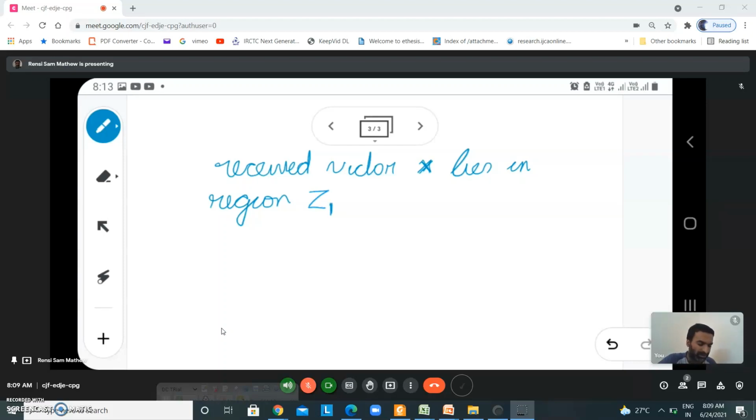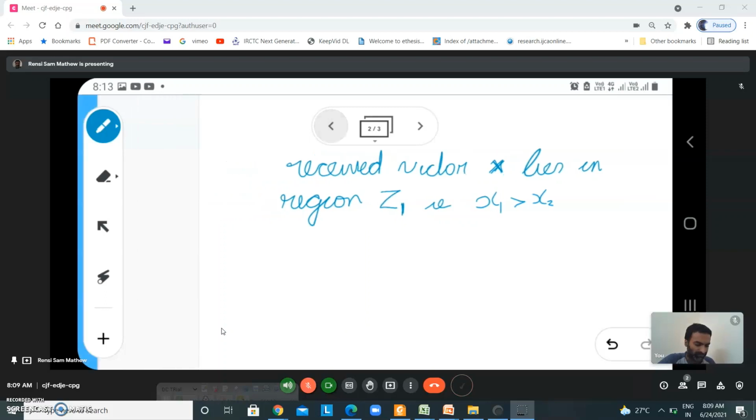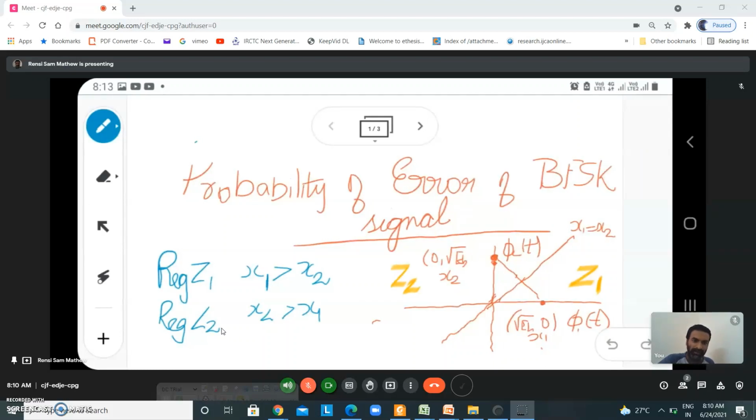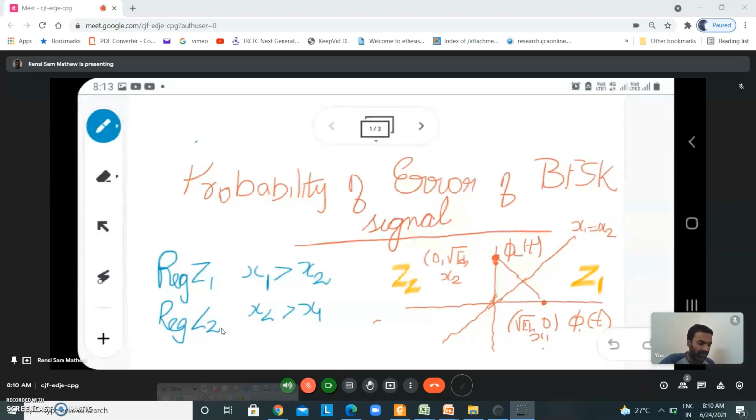Now when it lies in Z1, remember x1 is greater than x2. See the figure: S2 was transmitted, so 0 comma square root of EB was transmitted, and that is the symbol to be transmitted, or the coefficients of the basis functions to be transmitted. We transmitted S2, so our observation vector should be in Z2, but there's an error, so it lies in Z1.